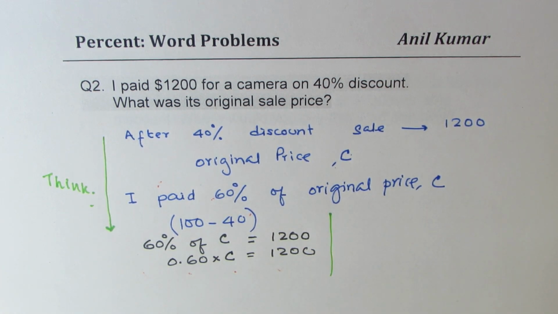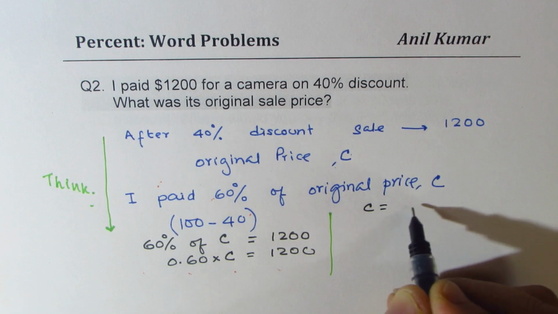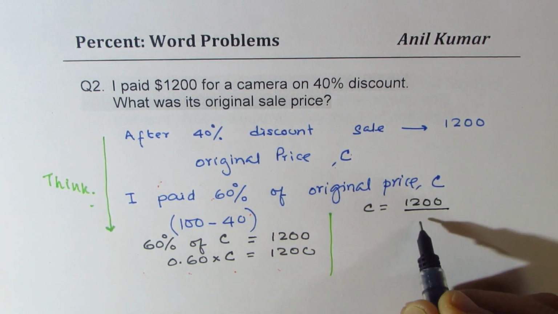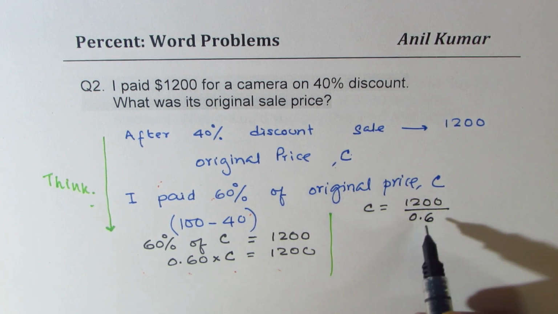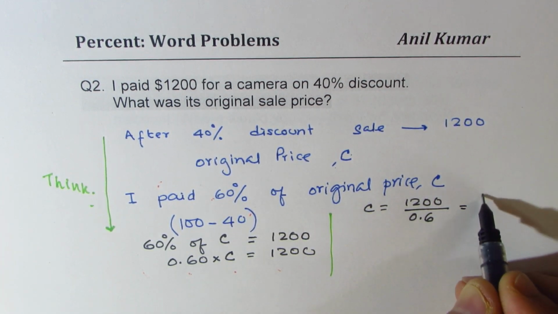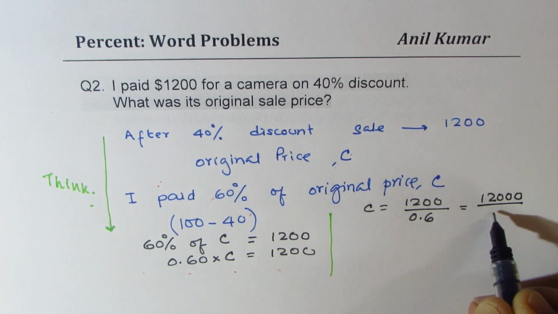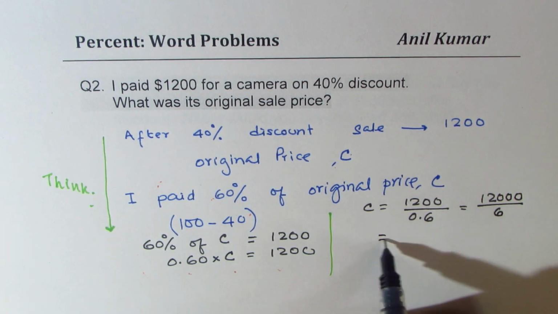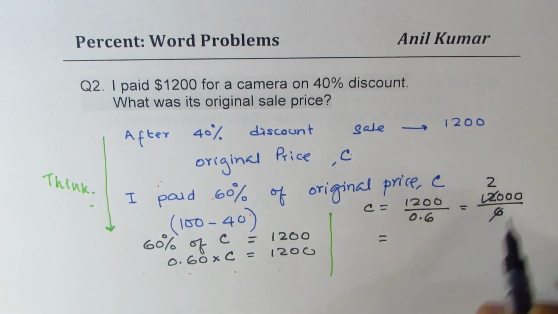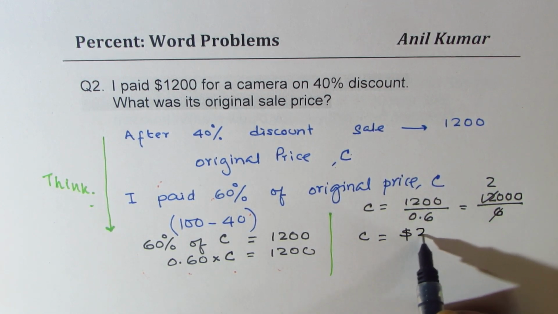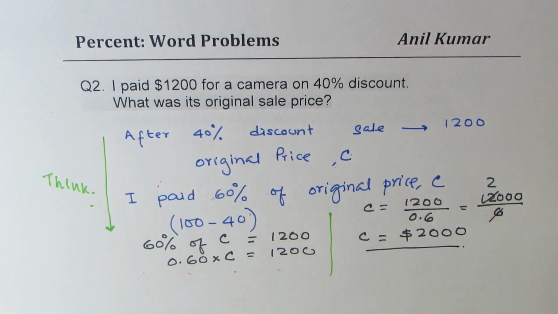So C should be 1200 divided by 0.6. Correct? So when you divide by a decimal, first step is let's get rid of decimal. So it is 12 and then add 1 0, 12,000 and becomes 6. Correct? Now you can actually divide. 6 goes 2 times, so it is 2,000. So C is $2,000. So do you see how to even calculate? And in this particular video, we also learn how to divide by a decimal number, right? So that's the whole idea. It's a process of learning at this stage.